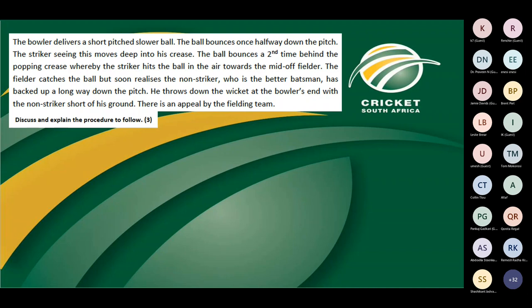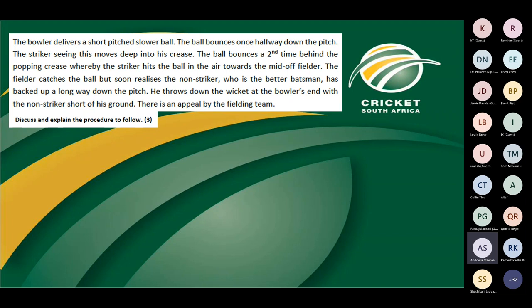The bowler delivers a short pitch, slower ball. The ball bounces halfway down the pitch. The striker, seeing this, moves deep into the crease. The ball now bounces a second time behind the popping crease. And then the striker hits the ball in the air towards the mid-off fielder. The mid-off fielder then catches the ball, but then realizes the non-striker, who is the better of the two batters, has backed up a long way down the pitch.